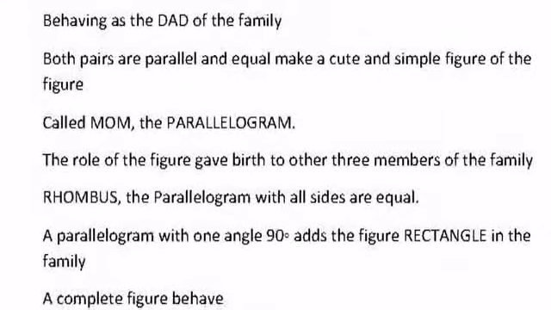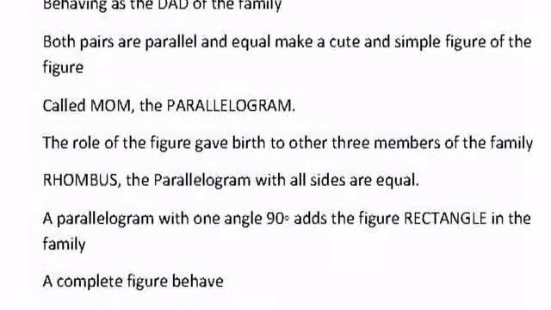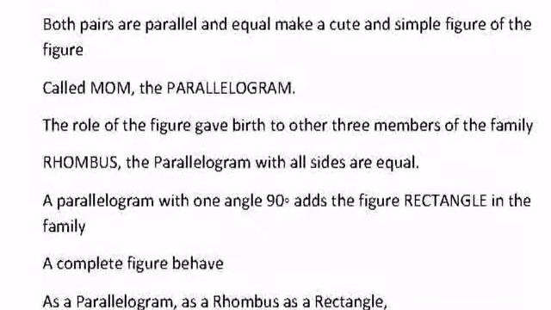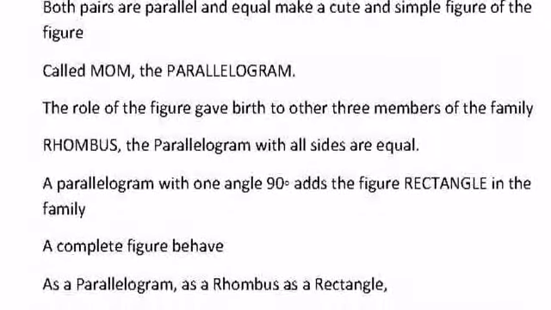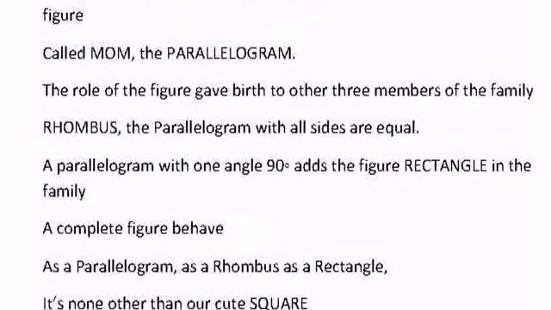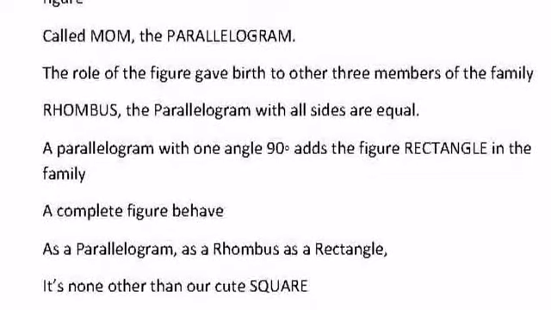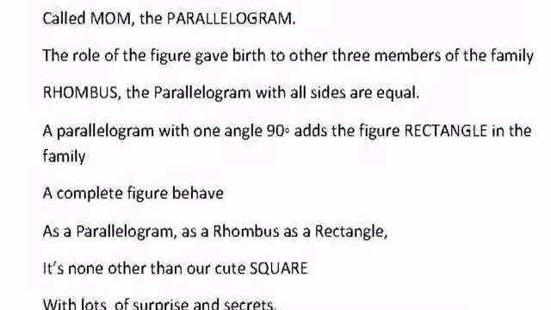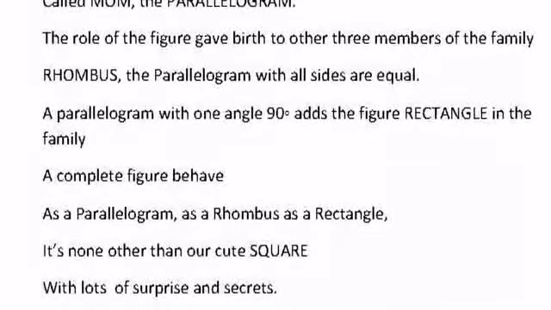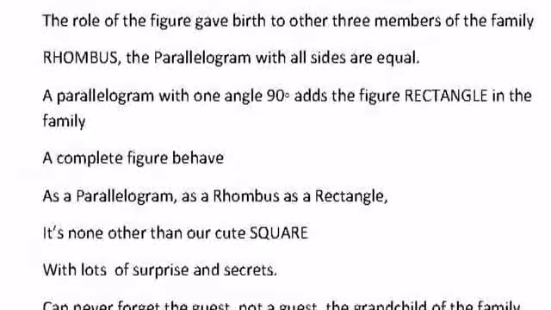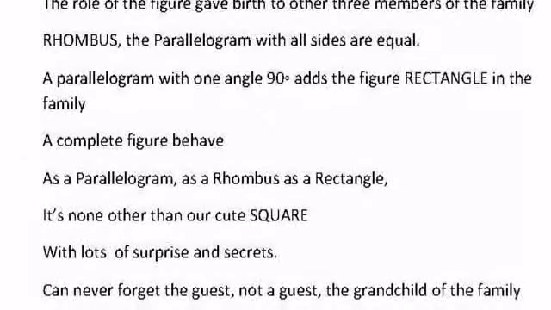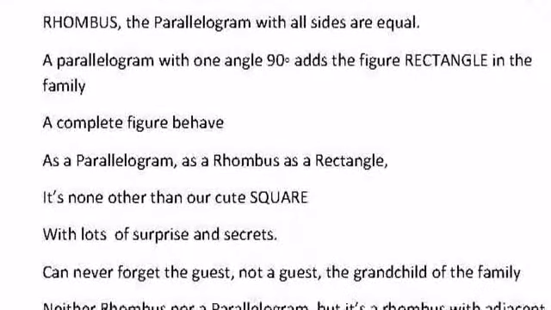A rhombus, the parallelogram with all sides equal. A parallelogram with one angle 90 degrees adds the figure rectangle to the family. A complete figure behaves as a parallelogram, as a rhombus, as a rectangle. It is none other than our cute square, with lots of surprises and secrets.